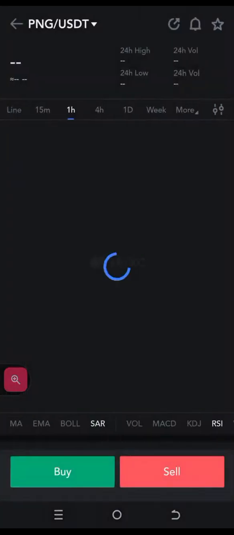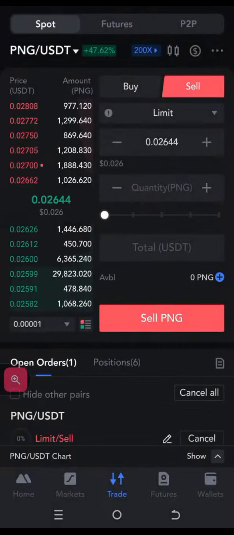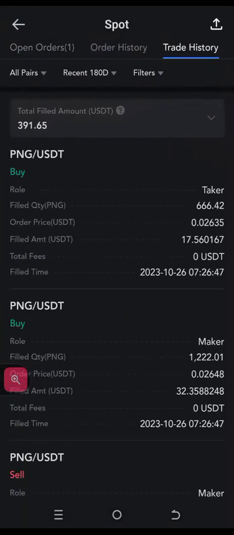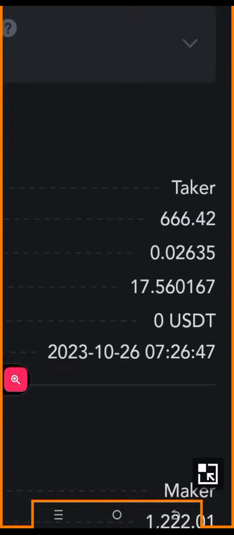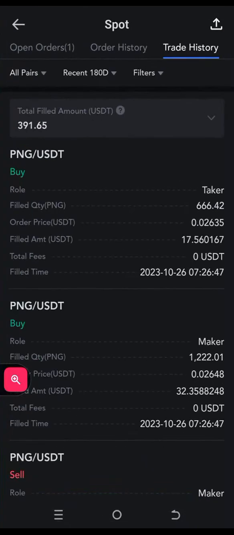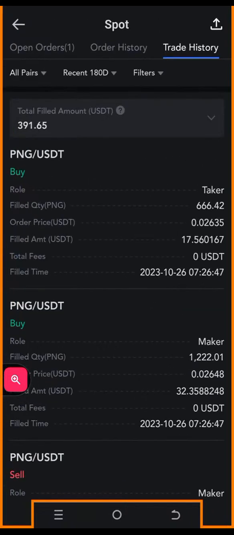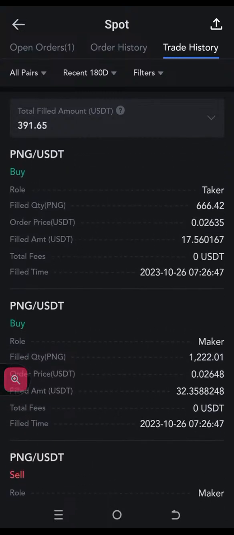So how much did we buy this one at? Oh, it went down. Anyways, we went into it because we believed it was going to go. How much did we buy it at? We bought it as PNG. Let me check how much we bought it. 2635. Is that how much we bought this other one? 2648. Okay. 2648, 2635. Let's see how it goes.